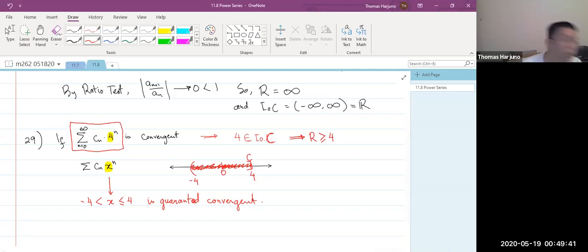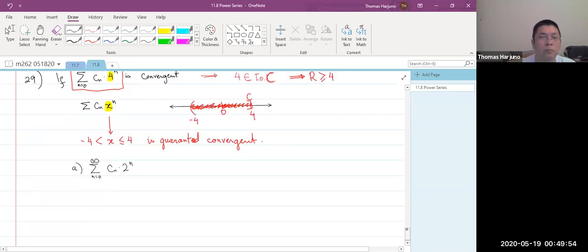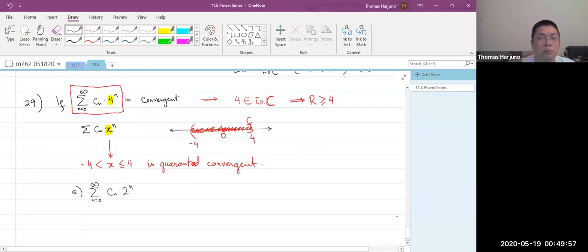Okay, now on the options there, part A: will this series be convergent? And the answer is yes. It will be convergent. Why? Because 2 is in that interval between -4 and 4.